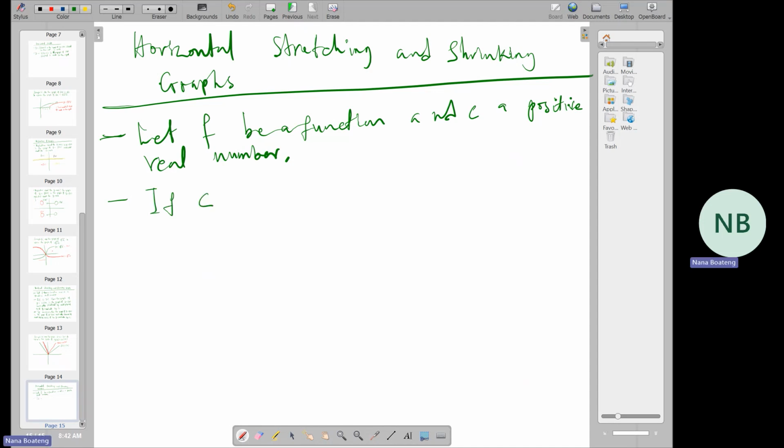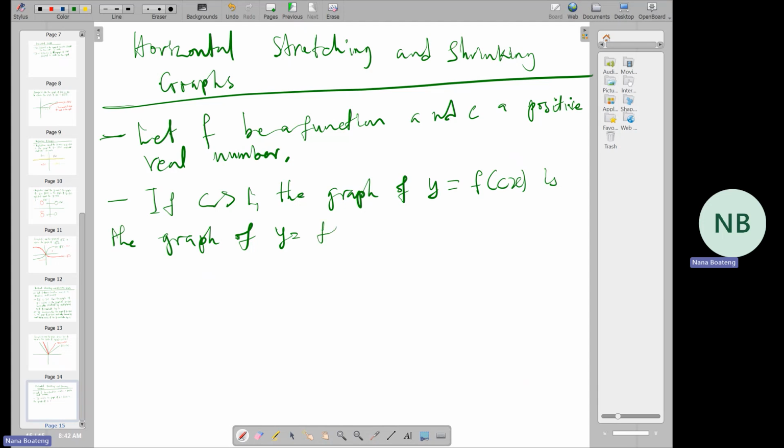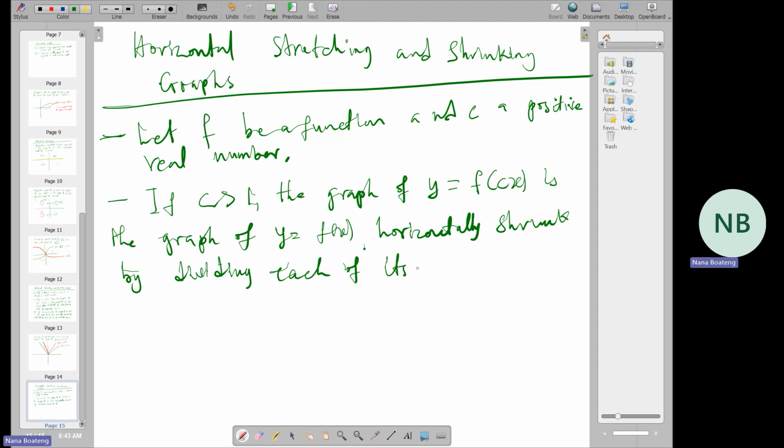If c is greater than 1, the graph of y is equal to f of c times x is the graph of y is equal to f of x horizontally shrunk by dividing each of its x coordinates by c.